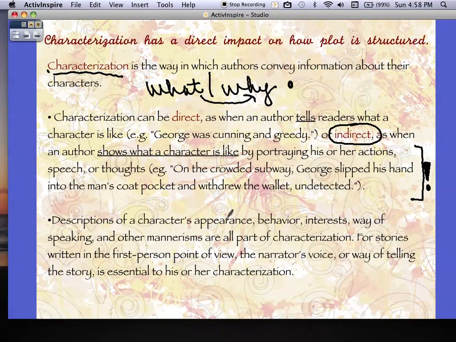Descriptions of the character's appearance, their behavior, what they're interested in, the way they talk, and their mannerisms are all part of characterization. Piggy's polishing his lenses constantly is a part of his characterization. Jack flushing angrily is part of his characterization. It's the narrator's way of telling us what we need to understand about the characters so we understand why they do what they do.